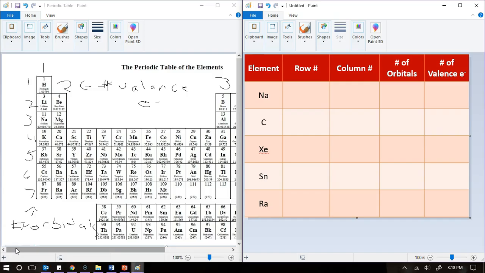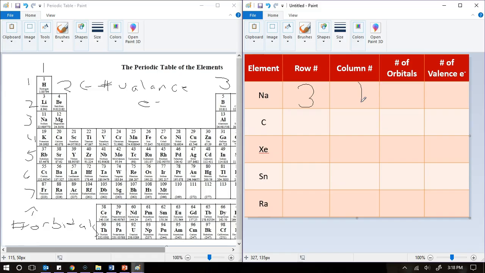Alright, so you've got this table in your notes. Let's try a couple of these together. I'll also leave you to try some by yourself as well. So first thing I want to do is take a look at my element, right? So sodium's my first one. If I take a look at my row number, remember rows go side to side. So sodium is right here. Alright, and my row number is 3. Columns go up and down, so sodium happens to be in column 1.